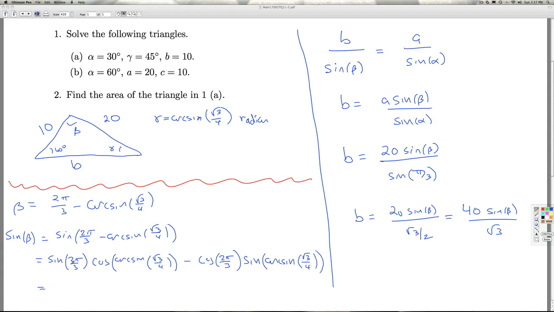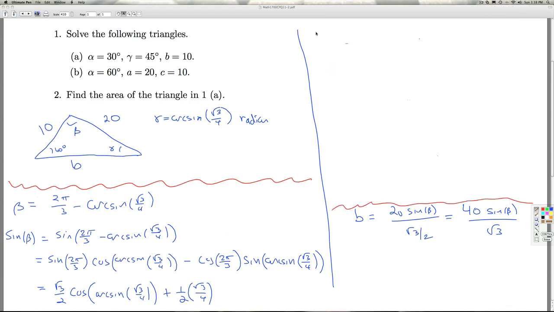The sine of 2 pi over 3, I know that right off the bat. That's radical 3 over 2 times the cosine of the arc sine, radical 3 over 4, minus the cosine of 2 pi over 3. That's going to be plus 1/2. The sine of the arc sine of radical 3 over 4, that's just radical 3 over 4. So it really boils down to now finding the cosine of the arc sine of radical 3 over 4.